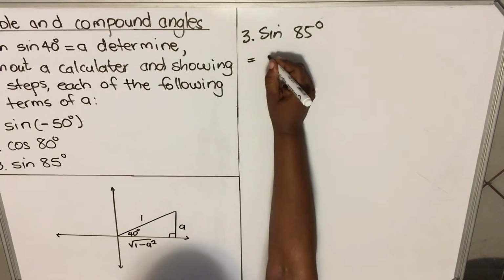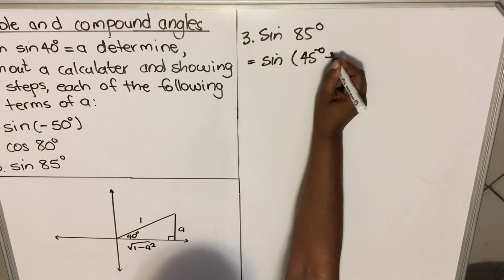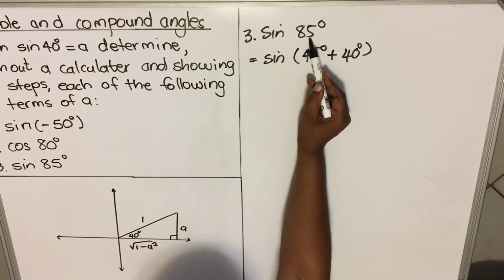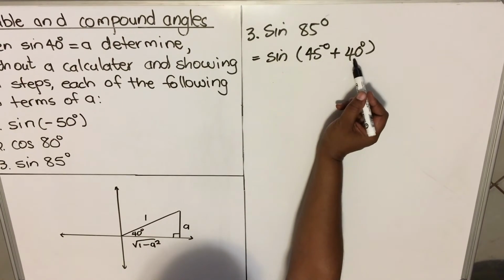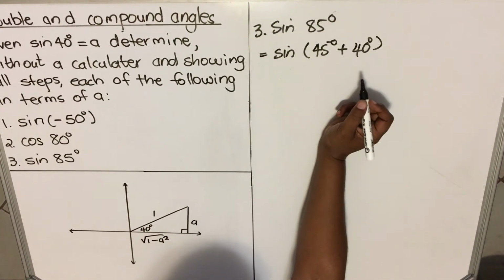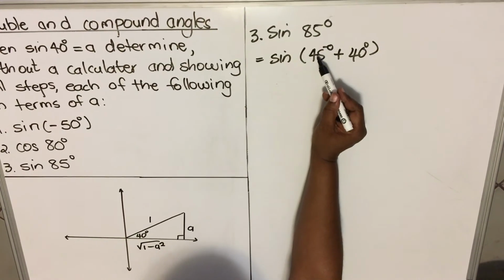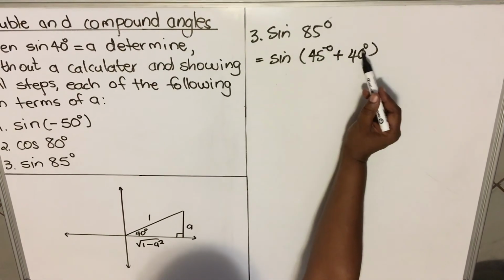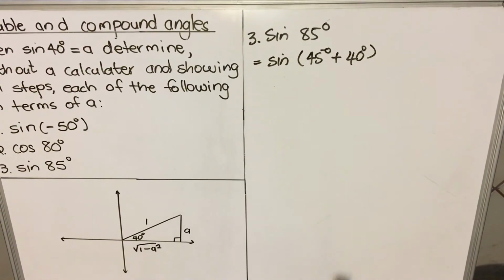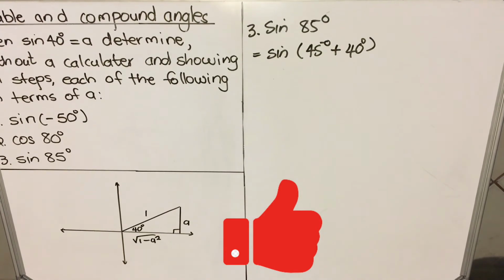In this question, it's 45. Sine 45 plus 40. 45 plus 40 will give me 85. Now, this is a compound angle. Now you have to compound it. But because I have a special angle, I will have a specific value. And because I'm using 40, I'll use the diagram. So you can't use numbers that are not special angles and are not in the diagram. You won't be able to find the answer.